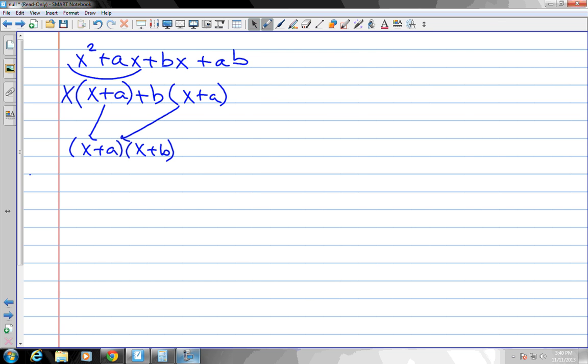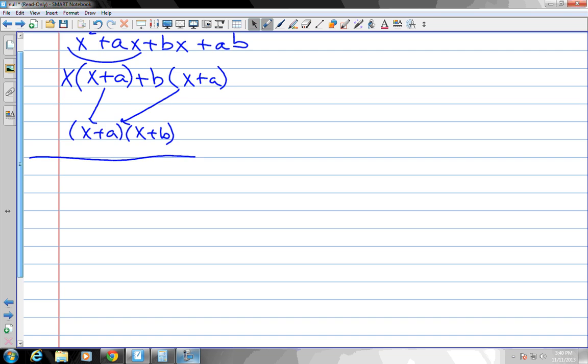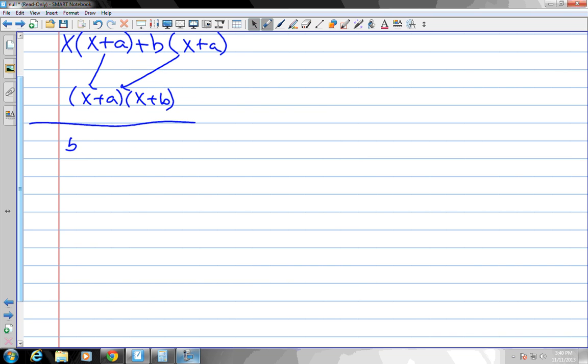Let's try something a little messier. bdy squared plus ady plus bcy plus ac. Will we even be able to do that one? Yeah, sure, we can do that one.